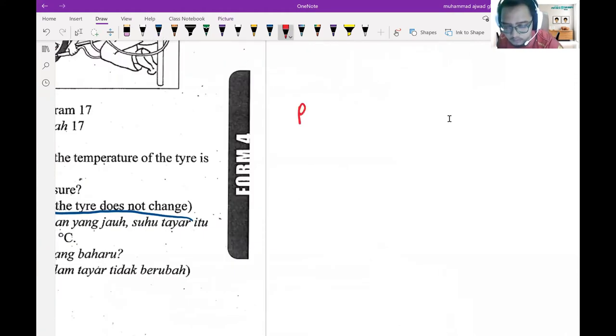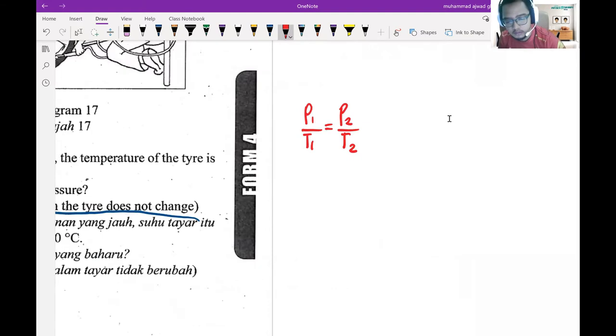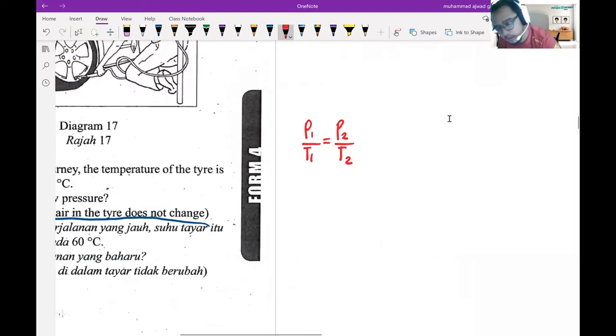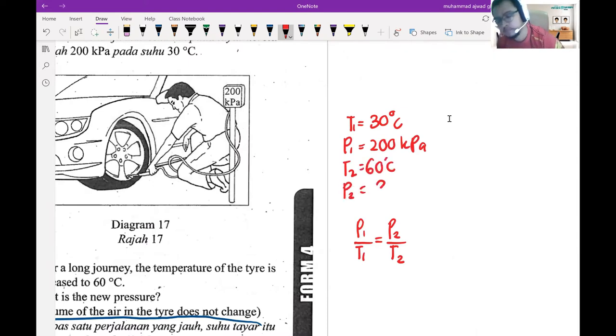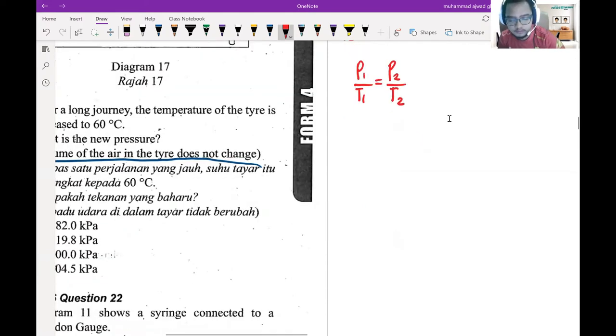P1, T1, P2, T2. Okay. So kita ada senarai kat situ. Temperature 1, 30 degree. Pressure 1, 200. So temperature 2 is 60 degree. And what will be pressure 2? Okay. Try to calculate.